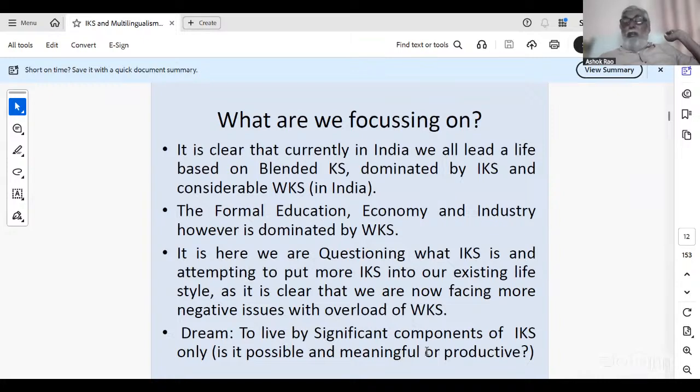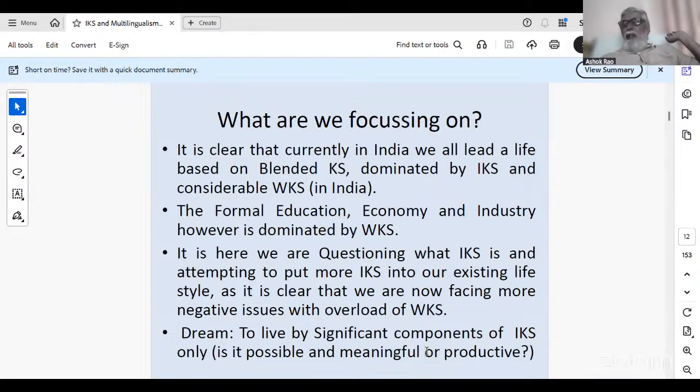For example, with the Indian knowledge system, you can never make a mobile phone. With the Indian knowledge system, you cannot make the internet. What do you do? Do you want to go back to bullock carts? Do you want to go back to pigeon mail? These are your choices, okay?